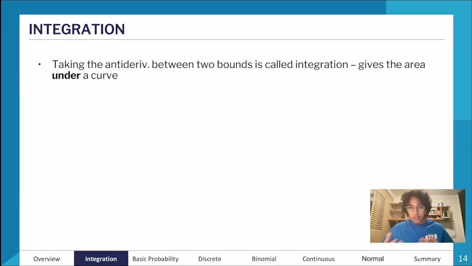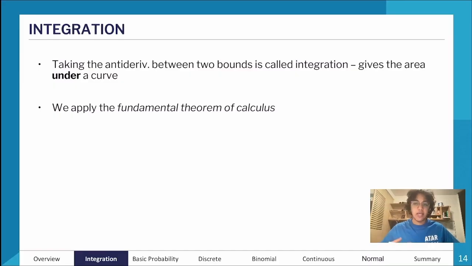So I mentioned this, we can take an integral or an antiderivative between two bounds, and that just happens to give the area under the curve. Now, I won't go into the reason as to why that gives the area under the curve, but if you are interested, there are really good explanations online. The only reason I won't go into it is that it's out of the scope of methods, and it's not really something you need to know, but if it is out of interest, a quick Google search generally gives you a good answer for that.